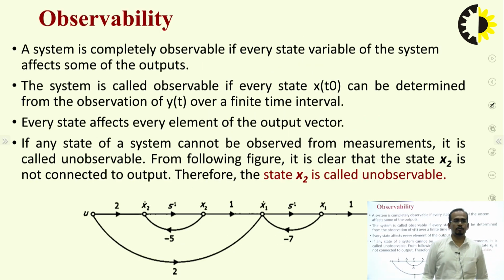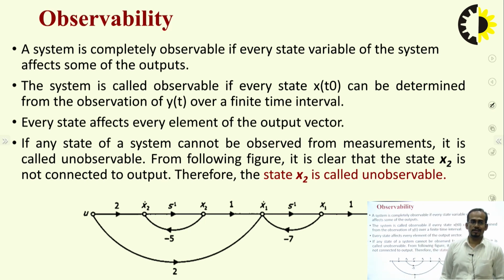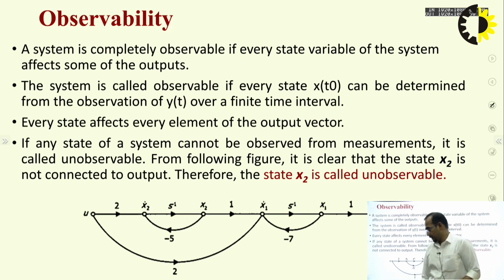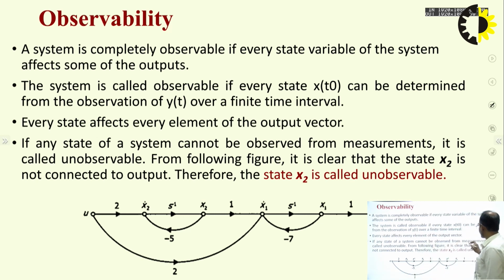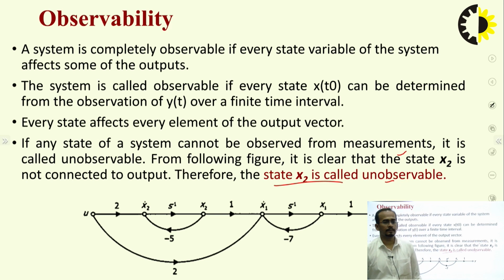Now coming to observability. A system is completely observable if every state variable of the system affects some of the outputs. If any state of the system cannot be observed from measurements, it is called unobservable. So it is clear that in this system the state x2 is unobservable, and in this figure it is clear that x2 is unobservable.